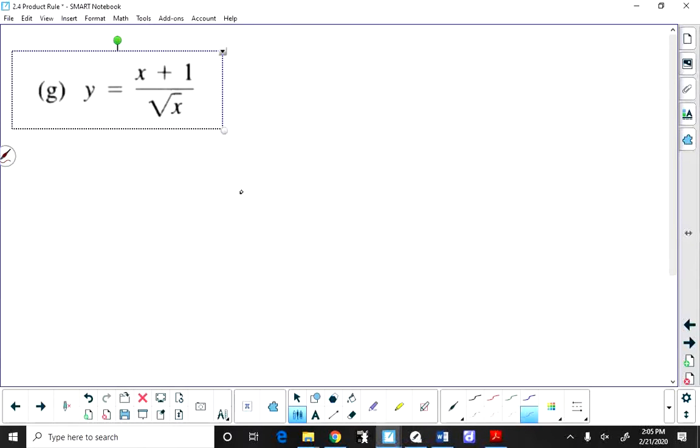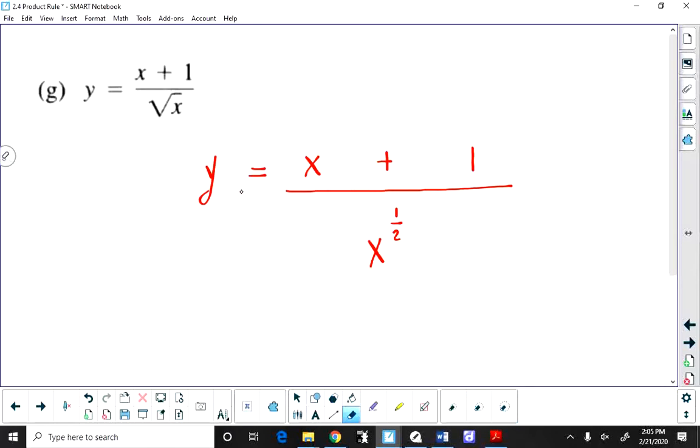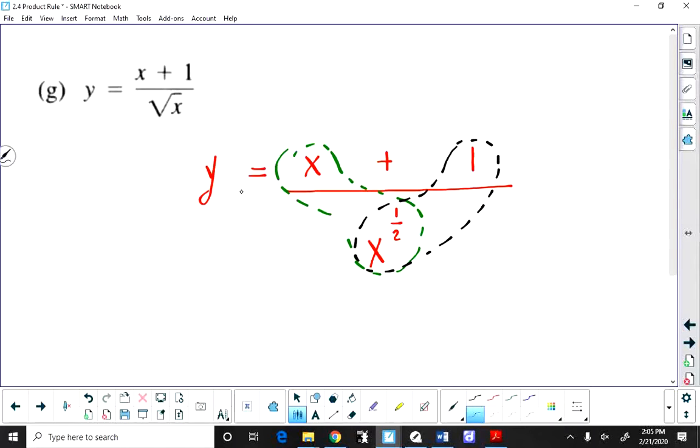What we can do here is something we're going to be doing later today after you write your quiz. It's a very important idea that you very rarely do in high school math until you get to higher levels. I'm going to rewrite this as x plus 1 over x to the half. And what we can do is rewrite this as x over x to the half plus 1 over x to the half.